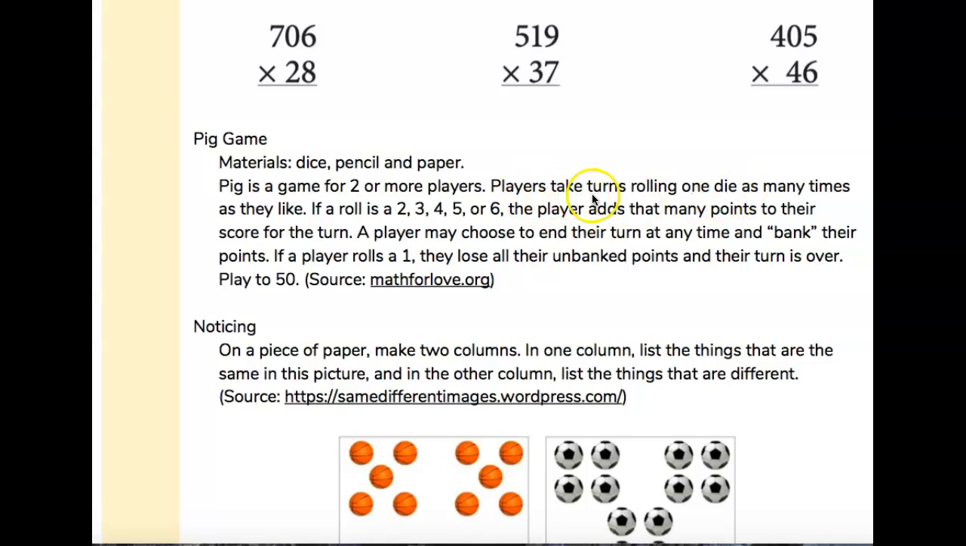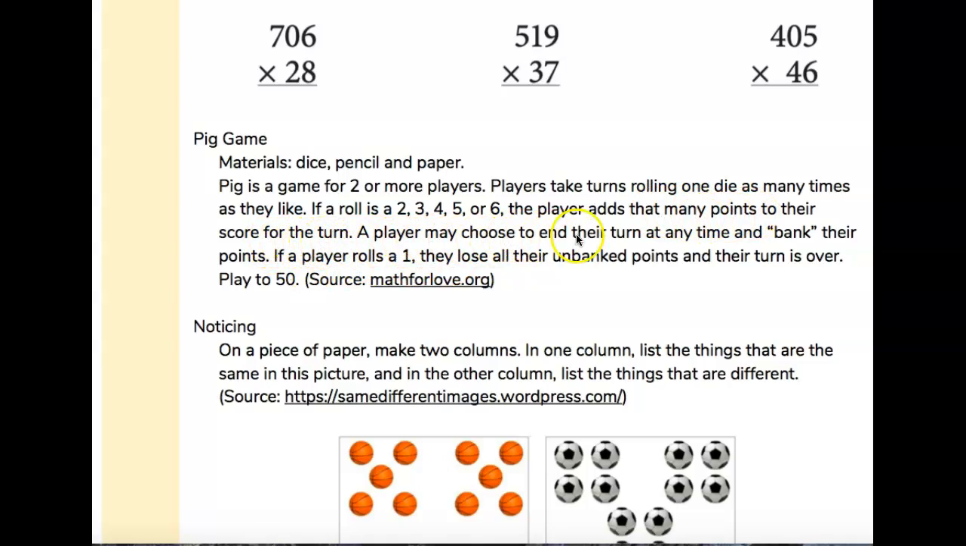Okay? Players take turns rolling 1 die as many times as they like. If a roll is a 2, 3, 4, 5, or 6, the player adds that many points to their score for the turn.